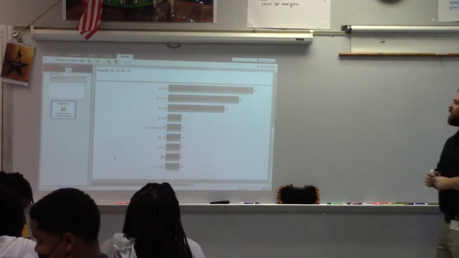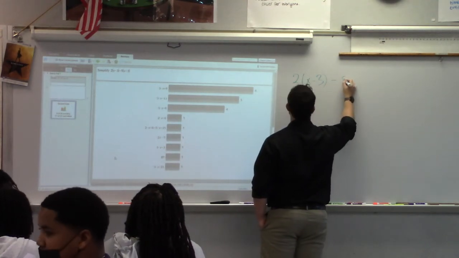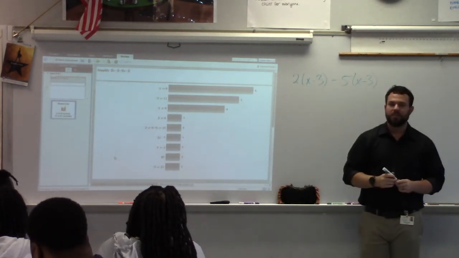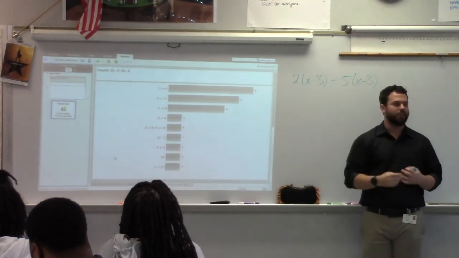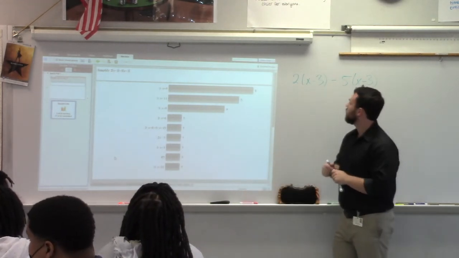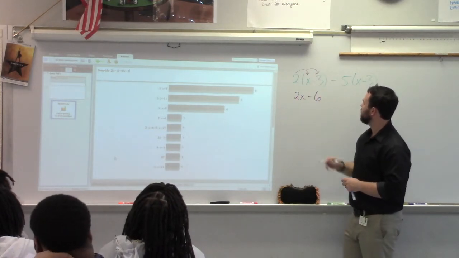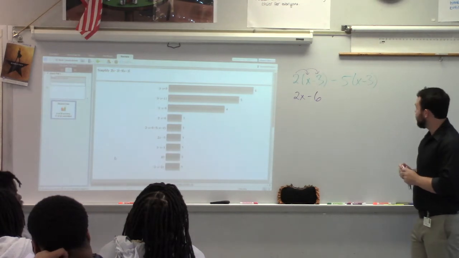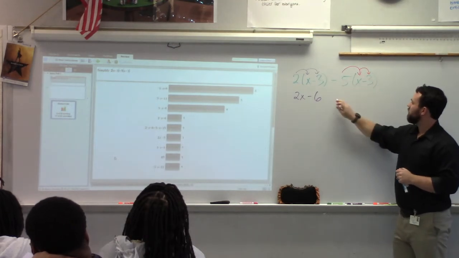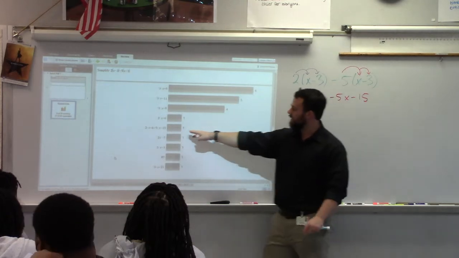But let's look at this all together, okay? Can someone give me a first step that we can use here? Distributive property. Can we distribute here? Specifically, what are we distributing? What operation? Multiplication. Specifically here, we're multiplying by 2. So 2 times x, 2 times negative 3 gives me 2x minus 6, okay? Do we need to distribute here as well? Yes. Minus 5x minus 15.